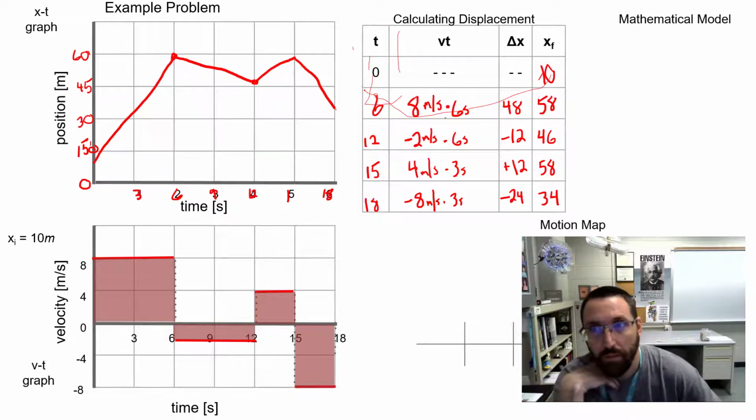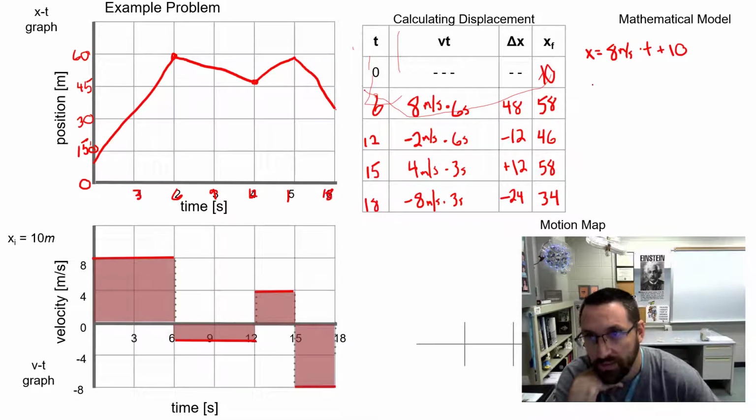For the mathematical model, I can say that x is equal to 8 meters per second times time plus the initial position of 10. That's the first section of time, and that was from 0 to 6 seconds. From 6 to 12 seconds, our velocity was -2 meters per second.